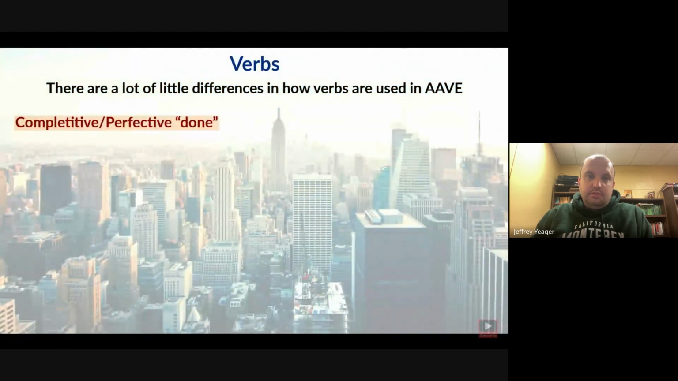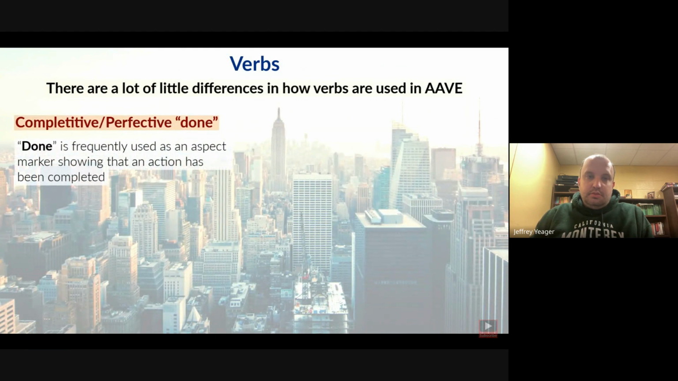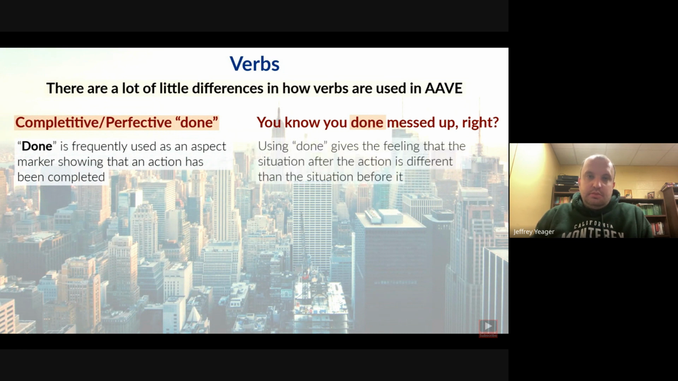Completive or perfective done. The word done is frequently used as an aspect marker showing that an action has been completed. You know you done messed up, right? This is often interpreted as referring to an action completed in the very recent past, but that's not necessarily the case. It could be further back in the past, but using done gives the feeling that the situation after the action is different than the situation before it. He done woke up the whole neighborhood.